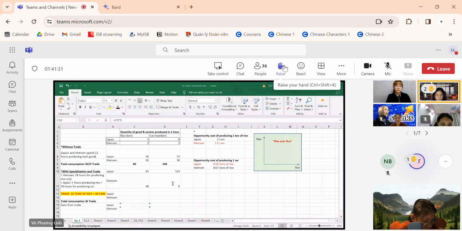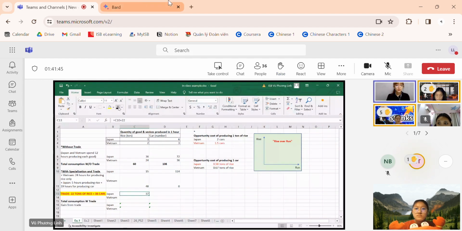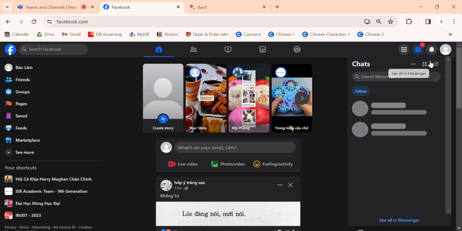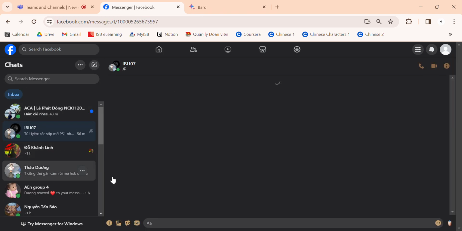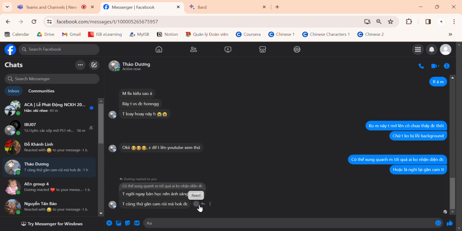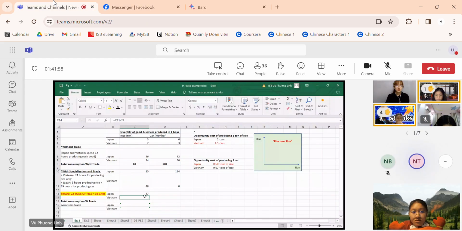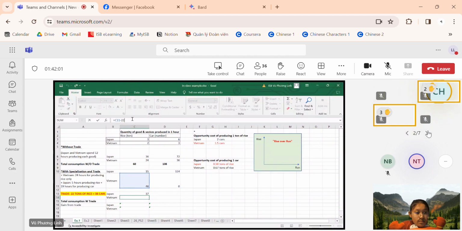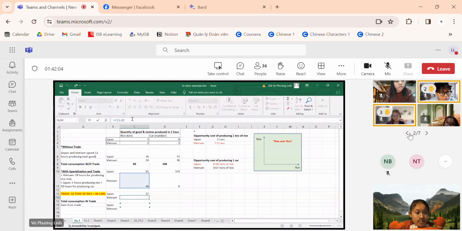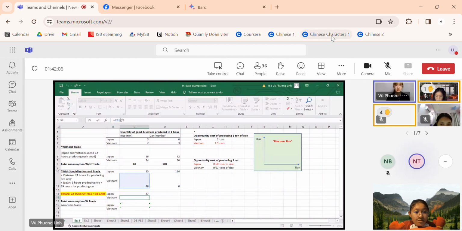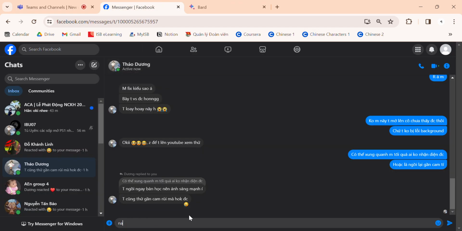The number of tons of rice Japan can consume is 37. Okay, 37 it means you take 15 and then you plus 22 right here. Yes. Okay, correct. And for Vietnam here is 26. I take 48 minus 22. Okay, so it means Vietnam gives Japan 22 tons of rice, and then the amount they have remaining would be 26 tons of rice.